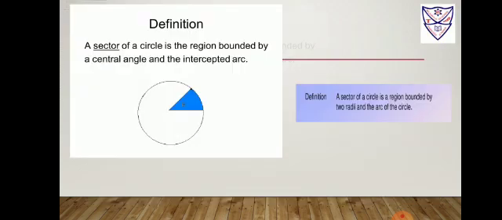Now about sector. A sector of a circle is the region bounded by a center angle and the intercepted arc. Meaning a sector is a region bounded by 2 radii. These are the 2 radii and an arc. So that is known as a sector of the circle.